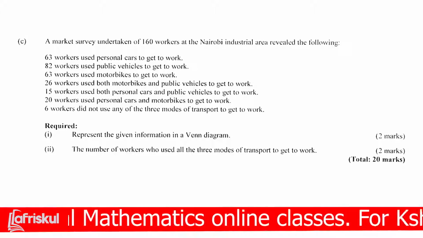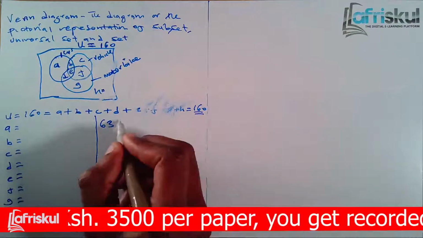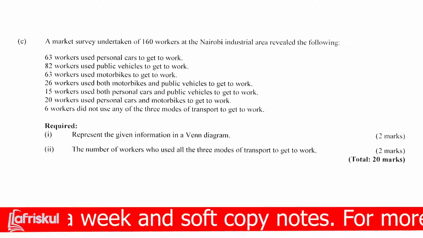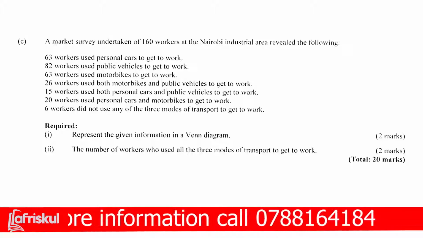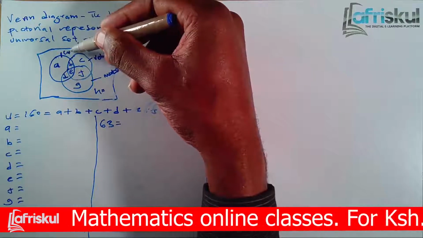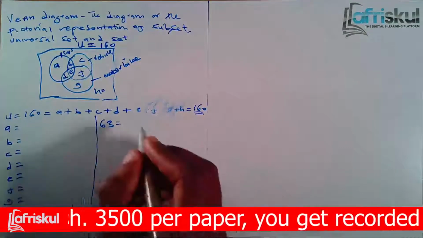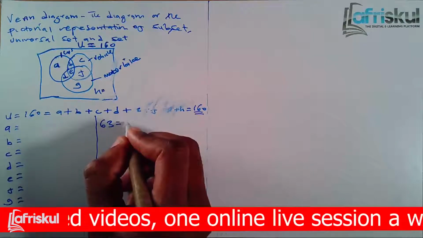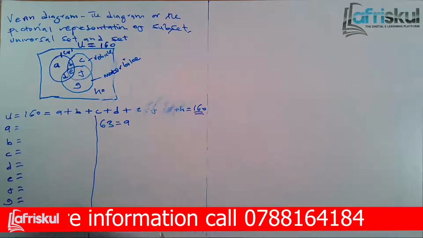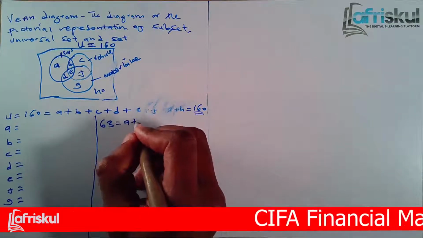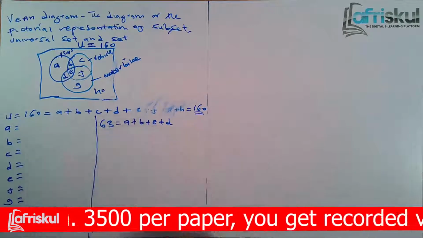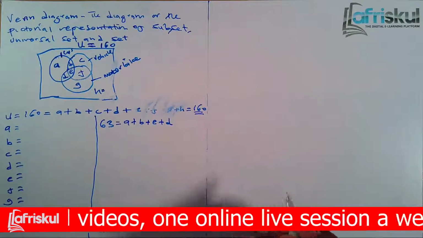So for us to do this, let's read what the marker is telling us in the same question. The marker is telling us that 63 workers used personal cars to get to work. We know that cars is represented by the first set. Therefore, if the first set is represented by cars, it is A plus B plus E plus D. All these customers used cars to get to work.